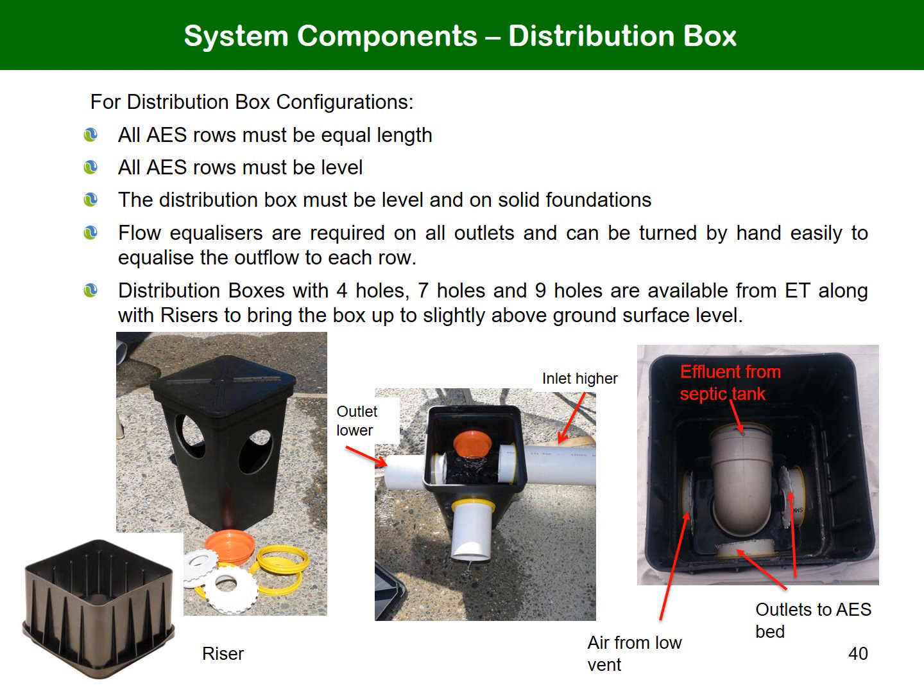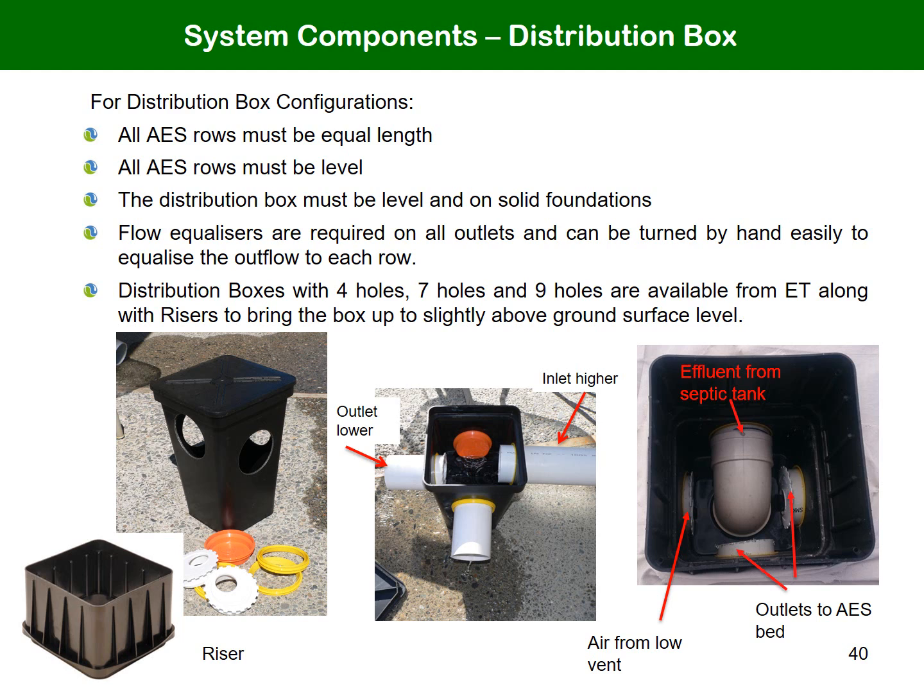For distribution box configurations, all AES rows must be equal length. All AES rows must be level. The distribution box must be level and on solid foundations. Flow equalizers are required on all outlets and can be turned by hand easily to equalize the outflow to each row.